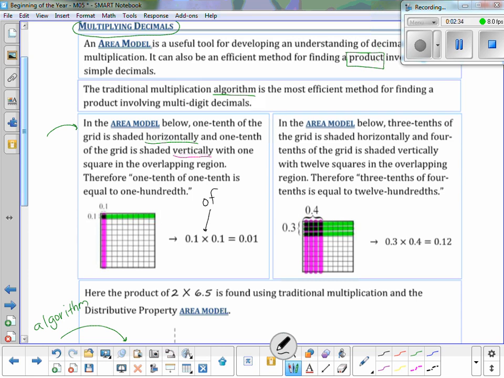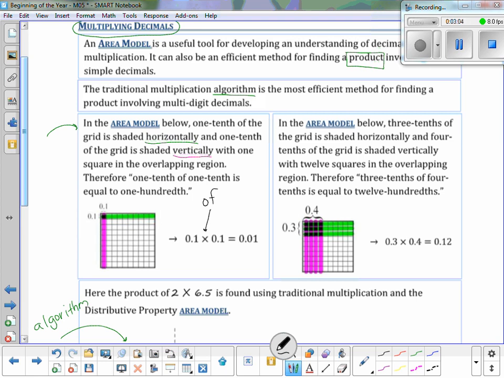So right now we have an example of 1/10 times 1/10. We can also think of that as 1/10 of 1/10. Okay, we're finding a part of a part. So right here, we have 1/10 of this whole grid. There's 100 of them. 1/10 in green. And if we find 1/10 of that, that gives us 1/100, or 1/100 over here.